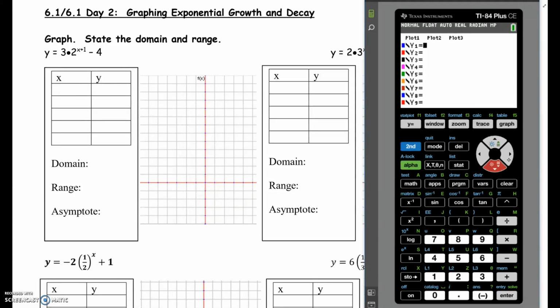All right, type in 3 times 2 raised to the x plus 1, minus 4. When you push this caret button on your calculator, if it shoves you up into that exponent, see how I've got a little box that's flashing waiting for me to enter my exponent? That's a newer calculator. Then you can just type in x plus 1.